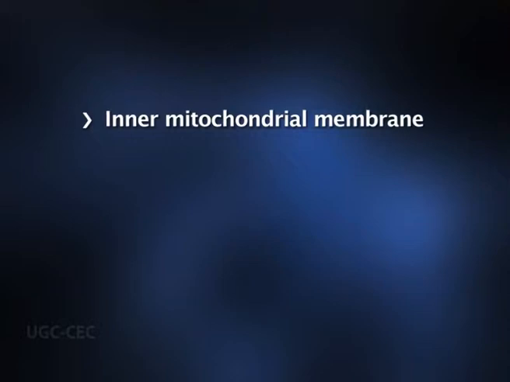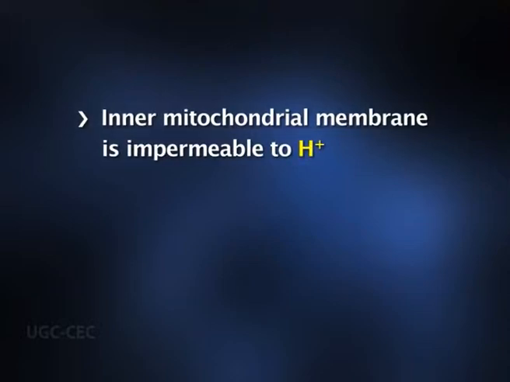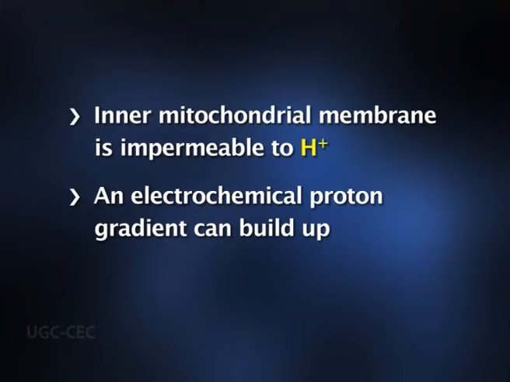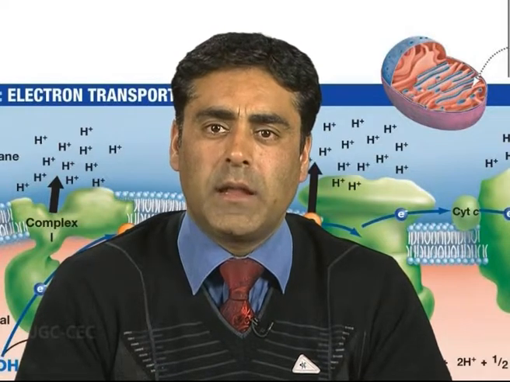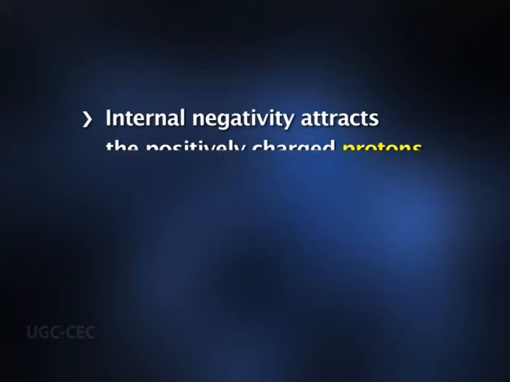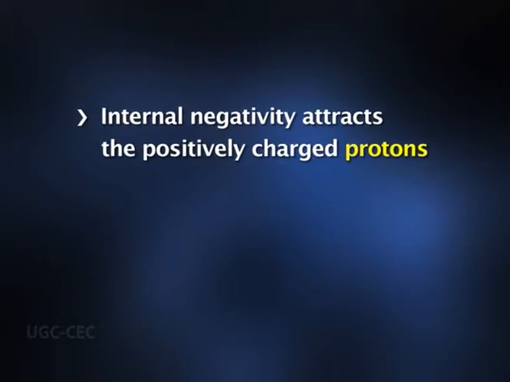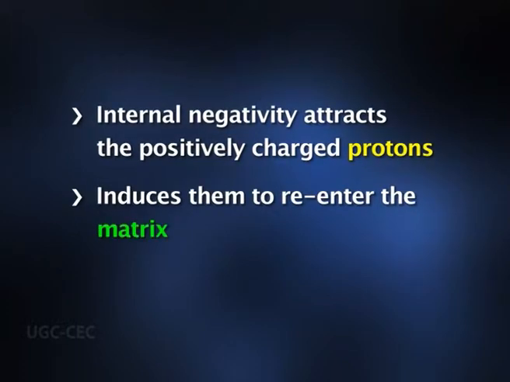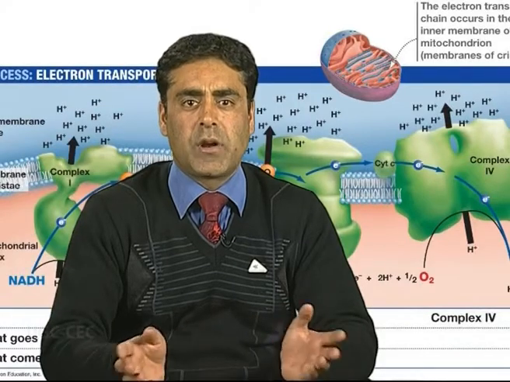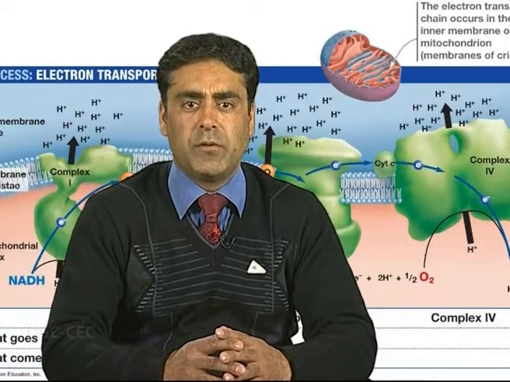Because the inner mitochondrial membrane is impermeable to H+, an electrochemical proton gradient can build up. As the proton concentration in the intermembrane space rises above that in the matrix, the matrix becomes slightly negative in charge. This internal negativity attracts the positively charged protons and induces them to re-enter the matrix. The higher outer concentration tends to drive protons back in by diffusion.